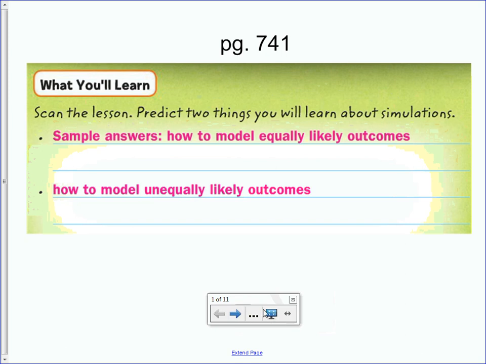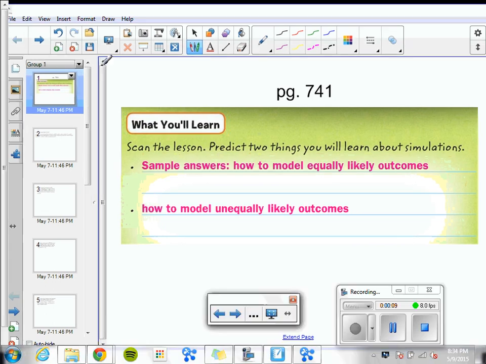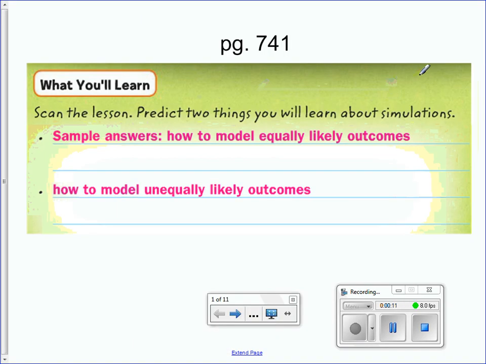Chapter 9, Lesson 4, Simulations. Two things you will learn about simulations. You will learn how to model equally likely outcomes, and you will learn how to model unequally likely outcomes.